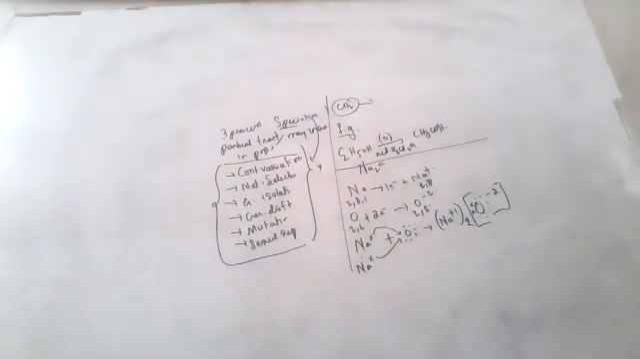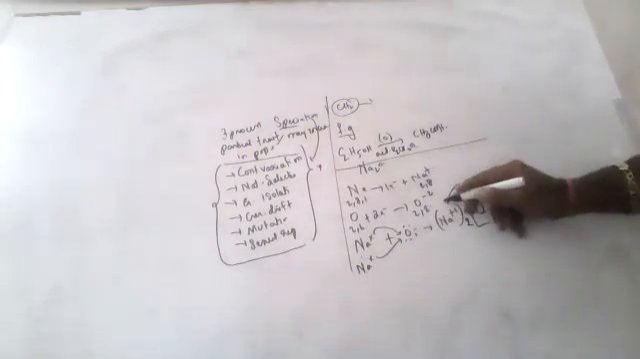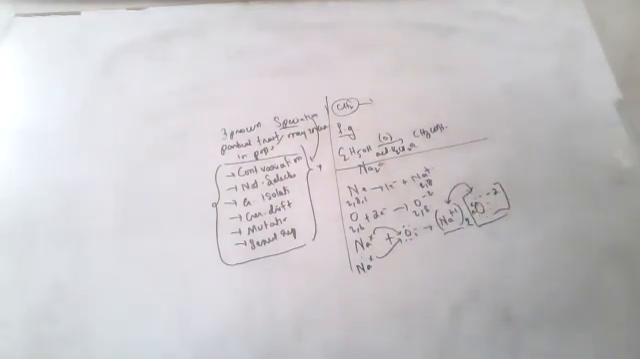Why are ionic compounds usually hard? Because they have strong interionic force of attraction between the ions. The interionic force of attraction is very, very strong because it is between oppositely charged ions.